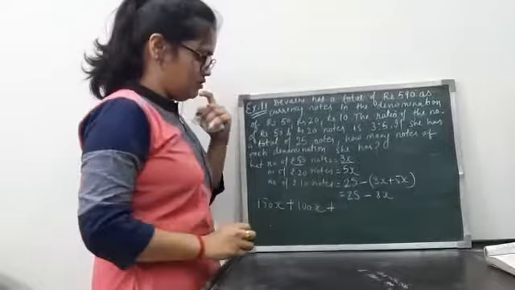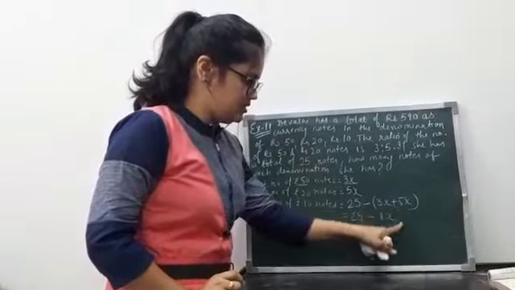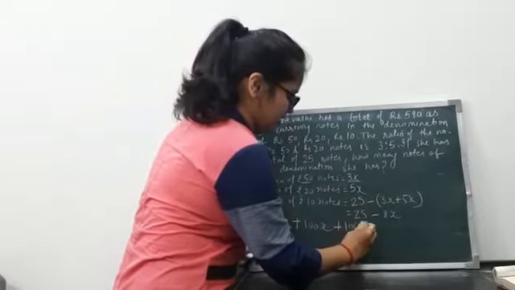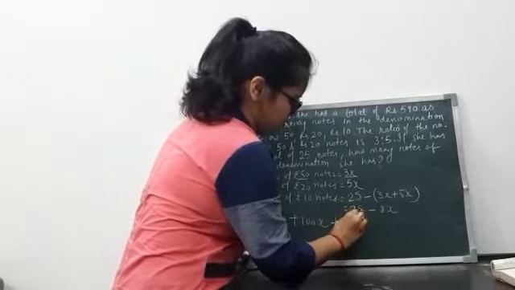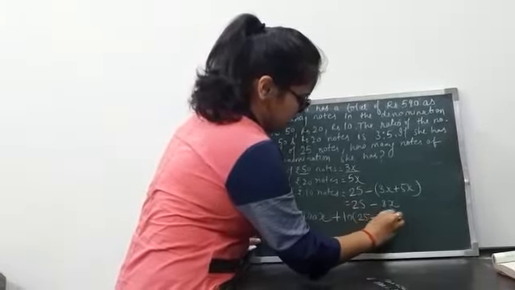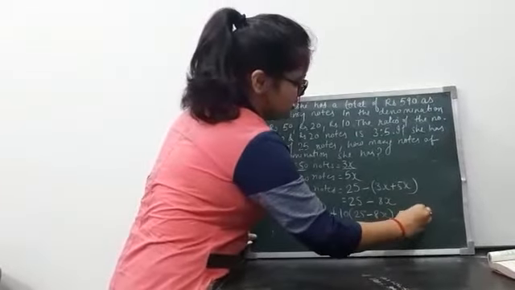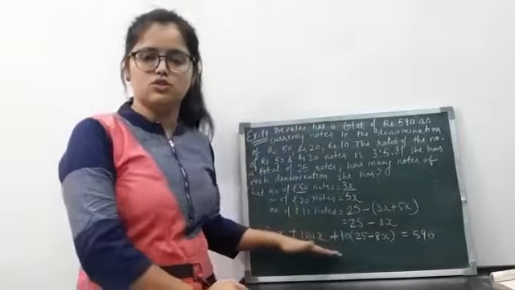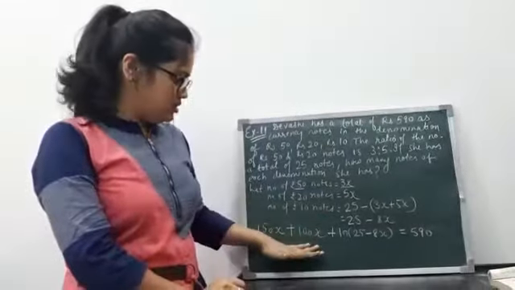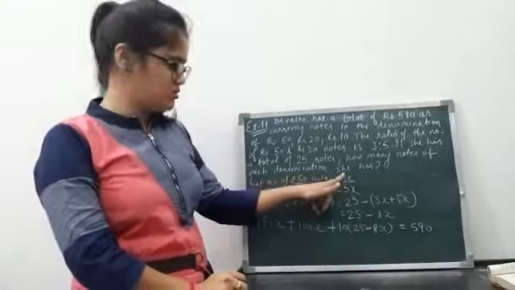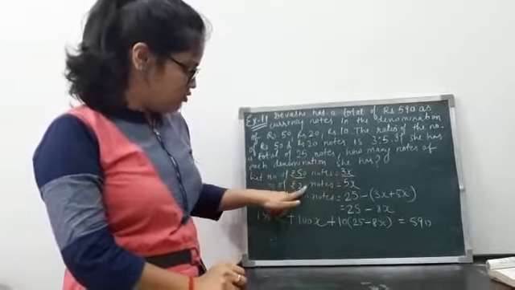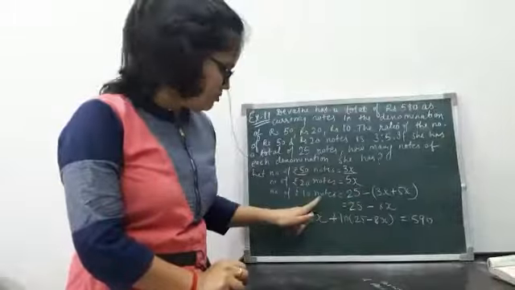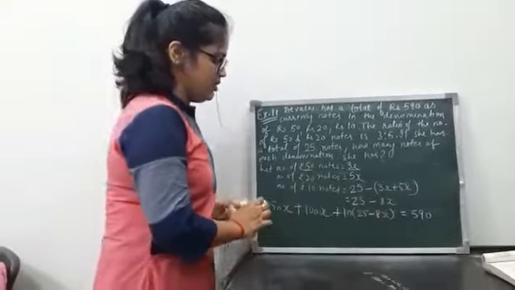Plus, now 25 minus 8x is the number of 10 rupee notes that she has. So 10 multiplied by (25 minus 8x), and the total amount is 590. This is the equation. The main part in these questions is to make the equation. So 50 rupee notes were 3x, so the total amount is 150x; 20 rupee notes are 5x, so the total amount is 100x; 10 rupee notes are 25 minus 8x, so multiply 10 with this: 10 multiplied by (25 minus 8x).